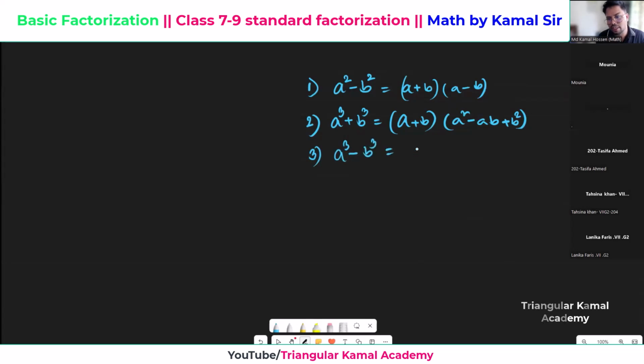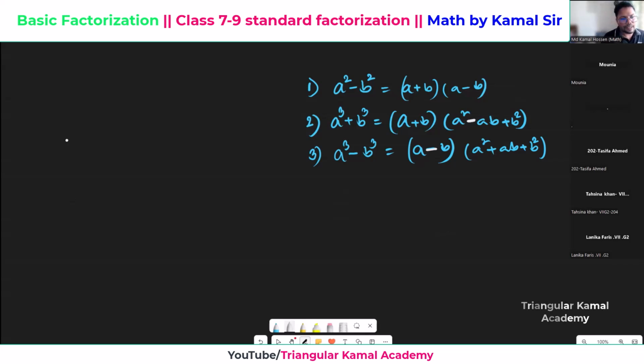Please note it down properly. (a minus b) and (a square plus ab plus b square). So this is the formula of a square minus b square, and there are two formulas, a cube and b cube. One is for plus, another one is minus. In the plus formula, all terms are positive except minus ab. In the minus formula, all terms are positive except a minus b. So by using this technique, you can memorize or apply this formula.